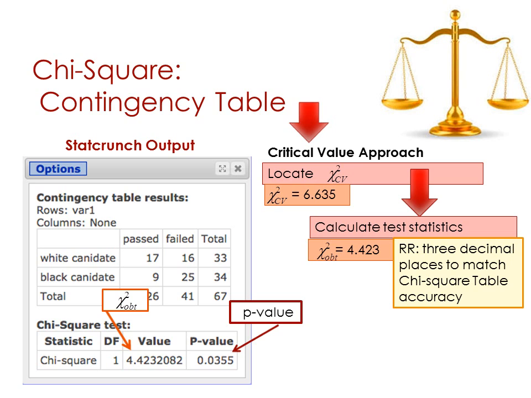Here we can see that our chi-squared obtained is our chi-square test value, right? So if you look across this table, it tells you the statistic we're doing is a chi-square. Our degrees of freedom is 1, as we've seen before. And our chi-squared obtained value here is 4.4232082. So remember, when we're rounding, we're going to use 3 decimal places to match the chi-square table. So that gives us a chi-square obtained of 4.423.